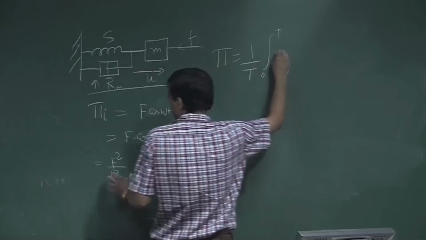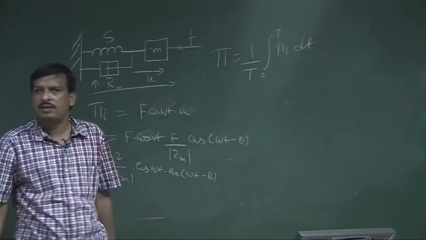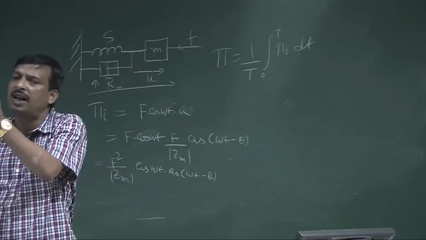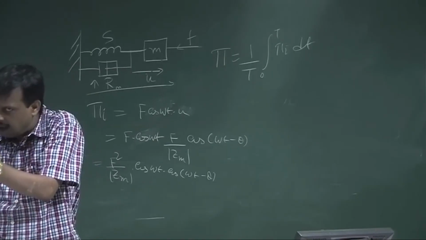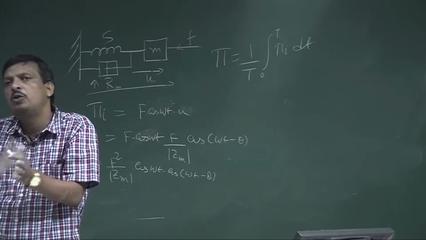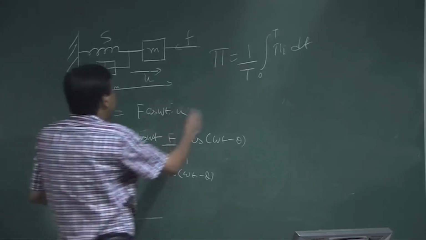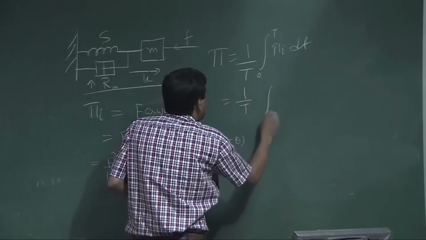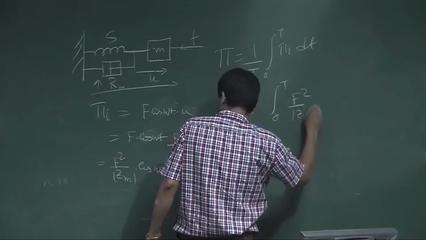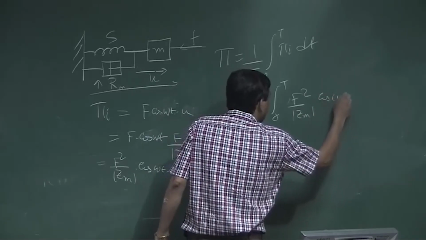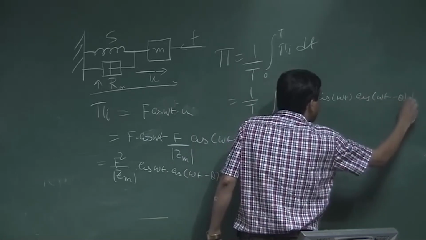Integration over the period of what? Of the instantaneous power, pi I, dt. So, if instantaneous power is pi I, then average power is nothing but the integration of pi I over a time period of 0 to t divided by the total time period. So, if I do that integration, putting the value, 1 by t, 0 to t, f square by mod of Zm cos omega t into cos omega t minus theta dt.